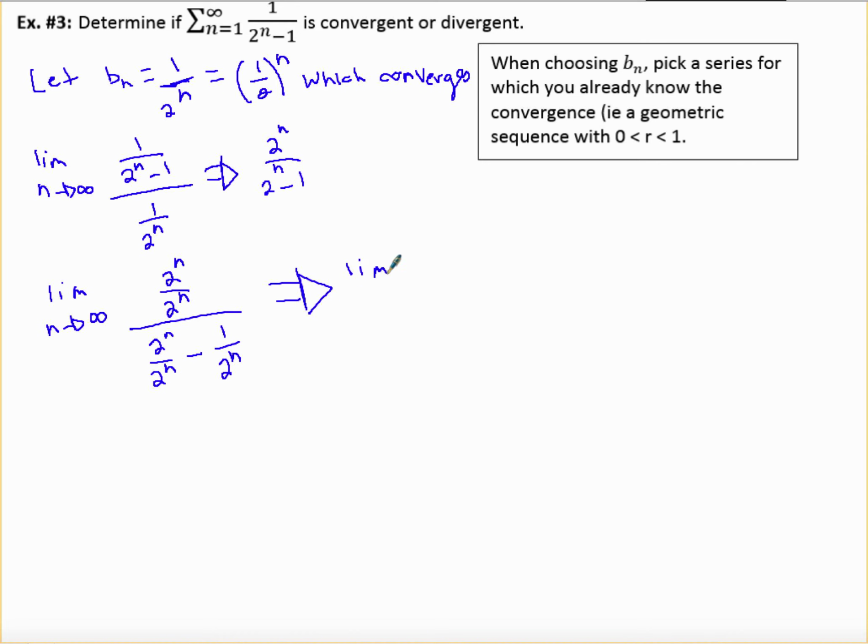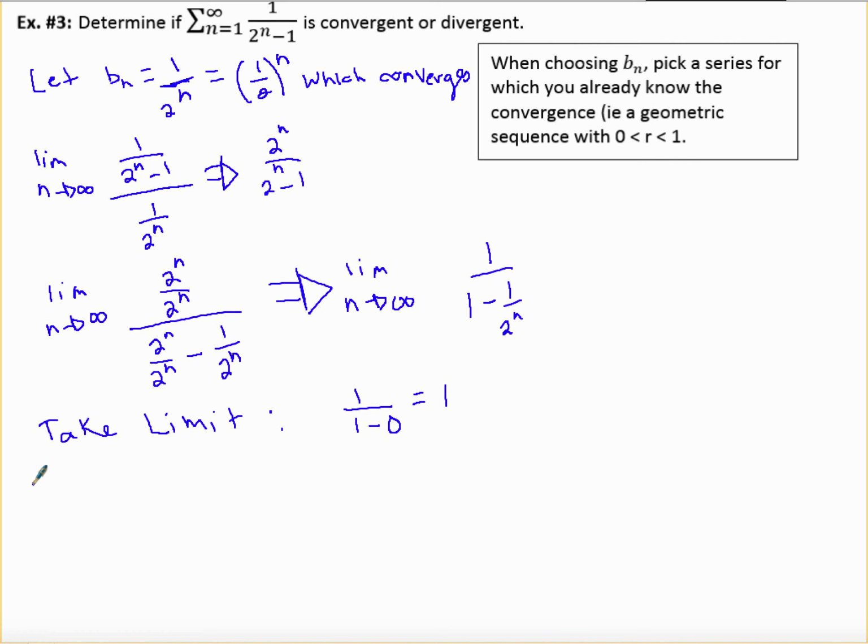I've got the limit as n approaches infinity of 1 divided by 1 minus 1 divided by 2 to the n. I think we're ready to take the limit now. If we take the limit as n approaches infinity, 1 is still going to stay 1. But as n gets really, really big, this denominator is going to get huge. And 1 divided by something that's getting larger and larger is going to go to 0. So here I get that the limit is equal to 1.